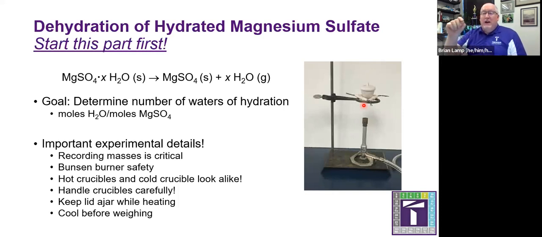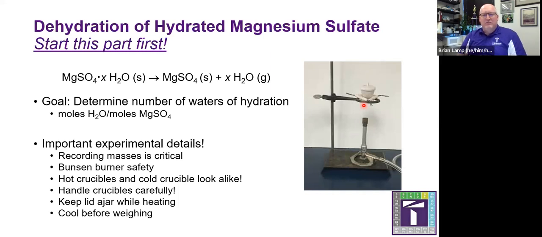There are some heating and cooling and waiting stages in this part of the experiment, so it's wise to start this part of the experiment first. And then while your crucible is heating or cooling, you can go back and do the copper sulfate experiment or do the cobalt chloride component. That will allow you to use your time most efficiently.